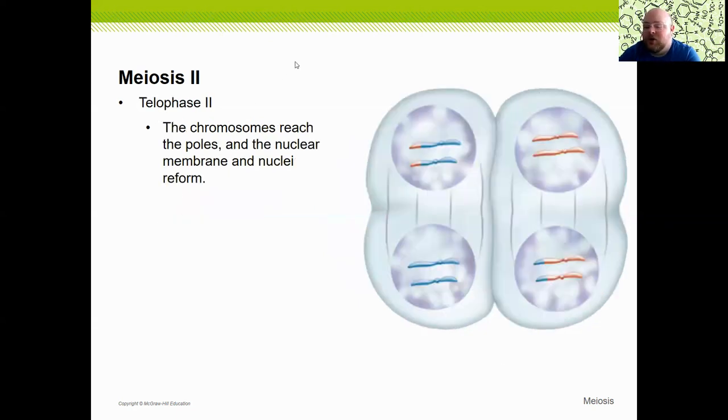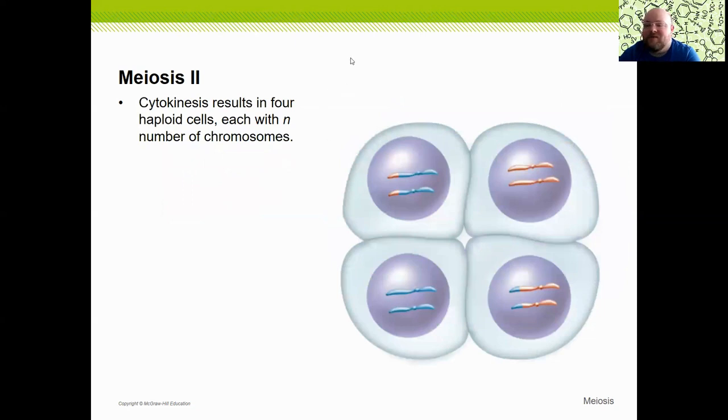And then telophase 2 occurs. The chromosomes reach the poles, the nuclear membrane and nuclei reform, and then finally cytokinesis occurs, creating 4 haploid cells with n number of chromosomes. So at the end, suddenly we have these gamete cells with half of our genetic information. They are haploid cells. They have half of our information. And these are what combine with another person's haploid cells to create a whole new individual with a diploid amount of chromosomes.